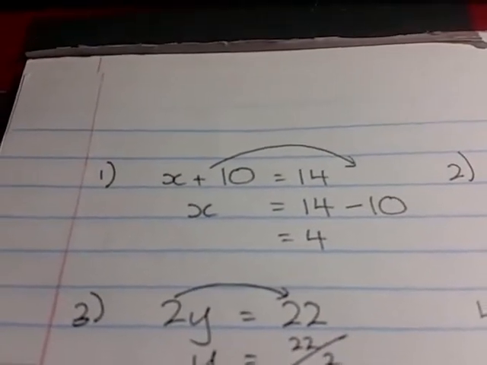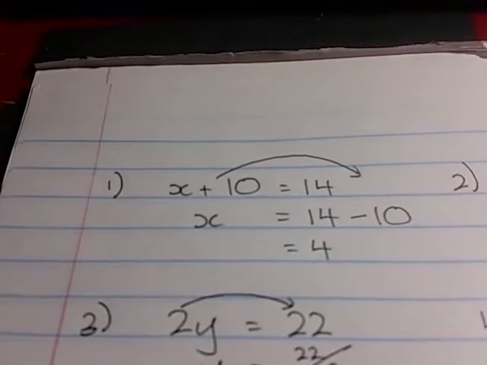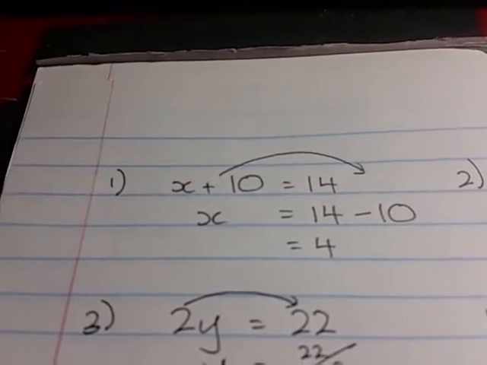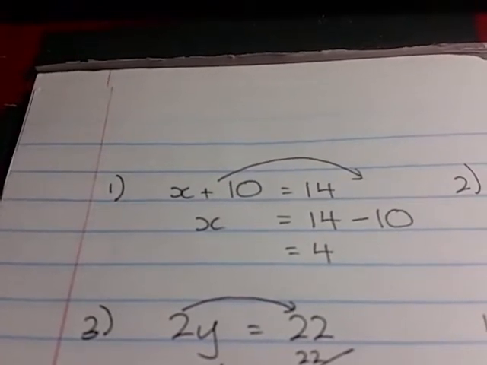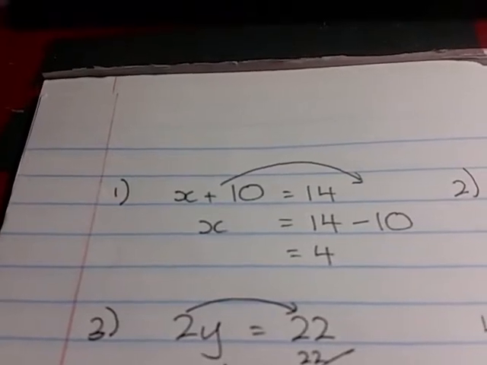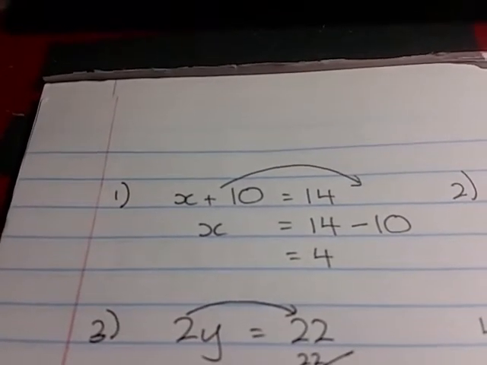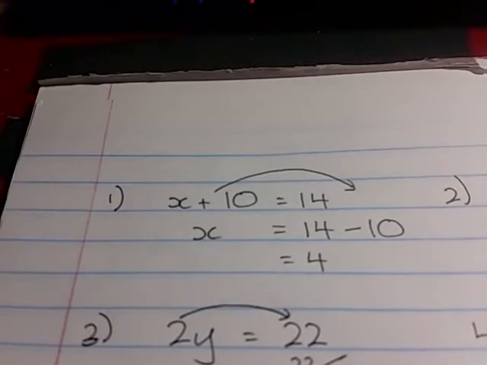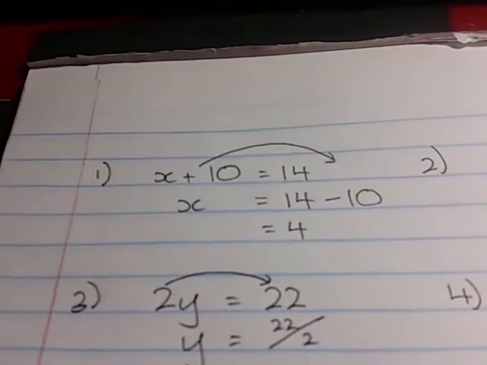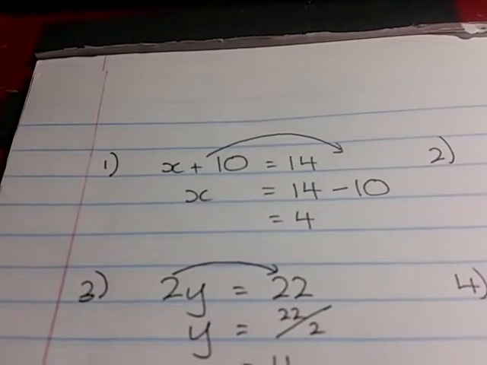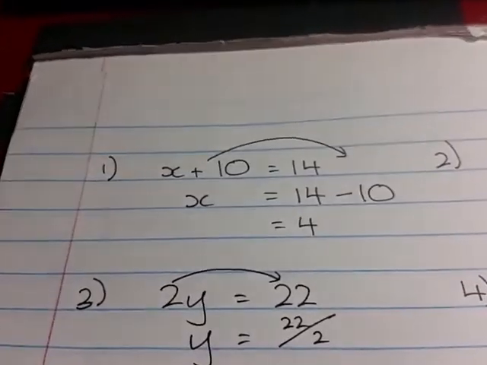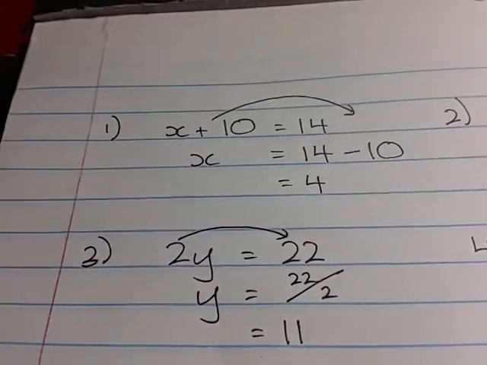Number 3, 2y equals 22. Move the 2 over to the other side. That 2 is being multiplied by the y. So moving the 2 over, the opposite of multiplication is division. So y equals 22 divided by 2, which is 11.